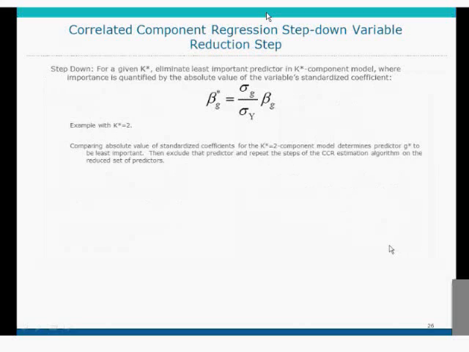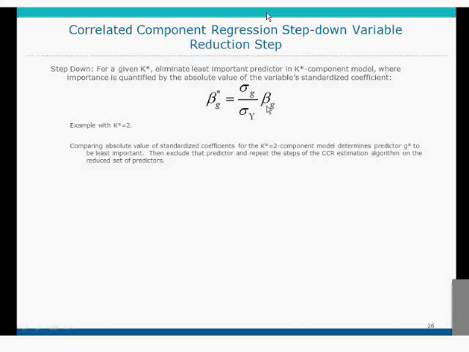Okay, so the way that the step-down algorithm is implemented in correlated component regression is, for a given number of components, we do that first with all predictors in the model. And then we eliminate the least important predictor in that model, where importance is quantified by the absolute value of the variable's standardized coefficient. This is just the usual formula for standardized coefficient.